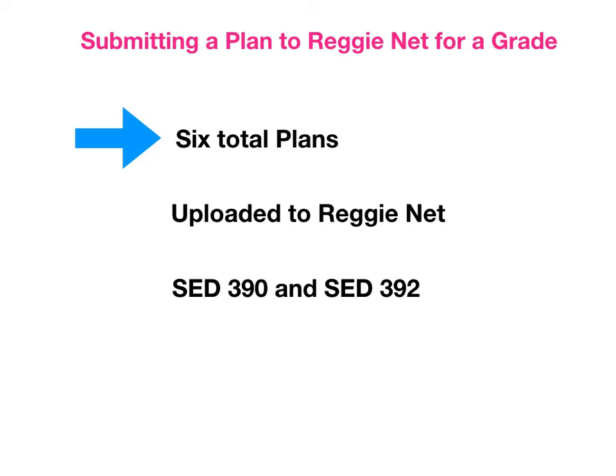Submitting a plan to ReggieNet for a grade. Although you will likely design around 60 lesson plans over the course of the semester, you will choose a total of 6 plans to submit for a grade. You may choose which plans you would like to submit. Be mindful of the rubric indicators and choose instructional plans that will best evidence your knowledge and skills.